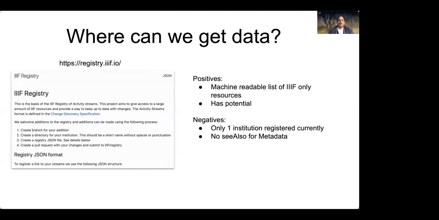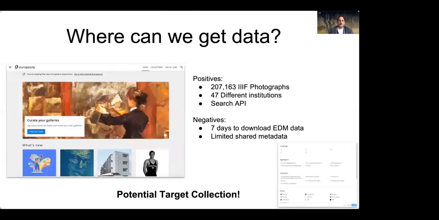The first was the IIIF registry that has the potential to be a great place for quickly getting large amounts of IIIF data, but at this early stage there is only one institution represented. Going forward, this is definitely a place to watch. Looking for other sources of IIIF data, Europeana is a strong contender. They have lots of IIIF data to work with from 47 different institutions, and not only from Europe. Faceting down to IIIF photographs, it returns over 200,000 results. Europeana has limited facets available, so this is a great potential target collection.